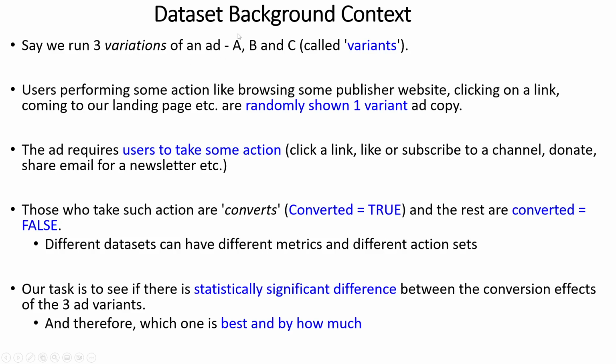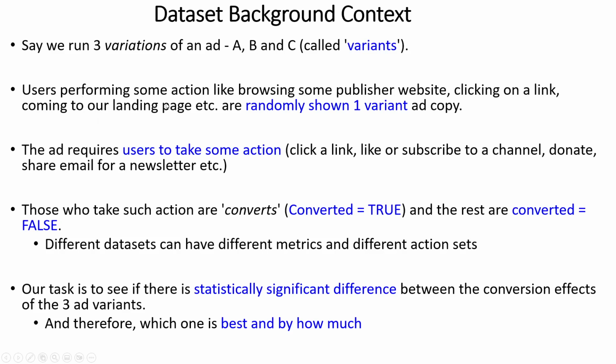Let's call them copy A, copy B, and copy C. These are called variants. It doesn't just have to be for an ad. It could be 3 different versions of an email header in an email campaign. So variants are the different versions of our promotional material, effectively.